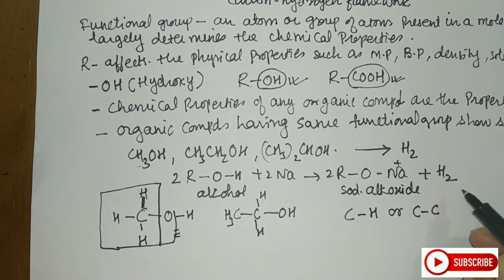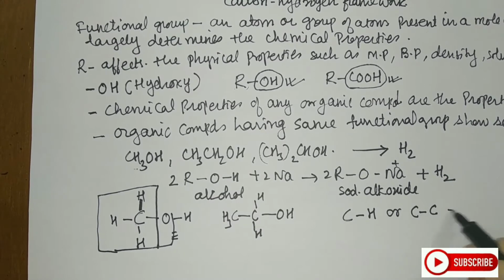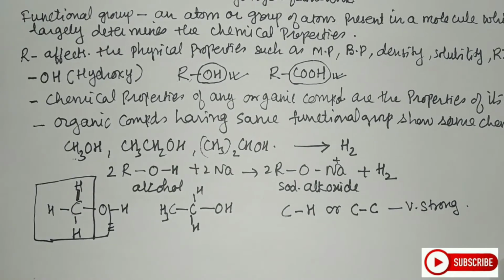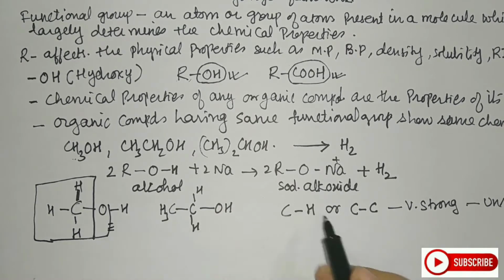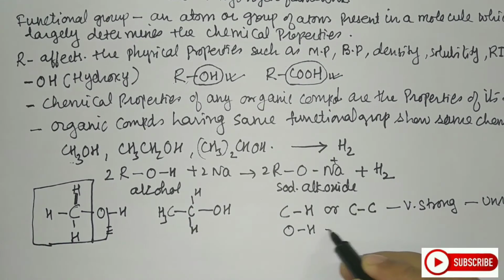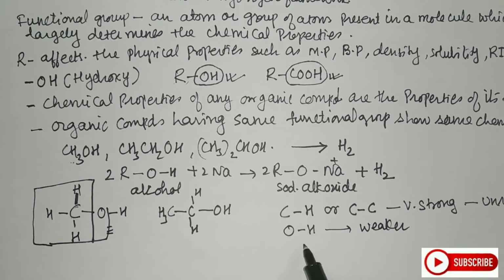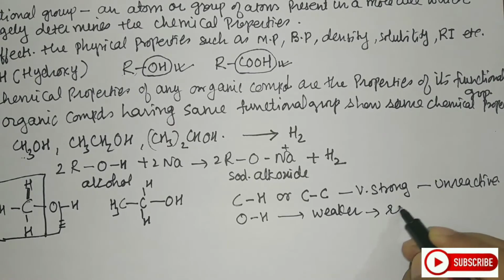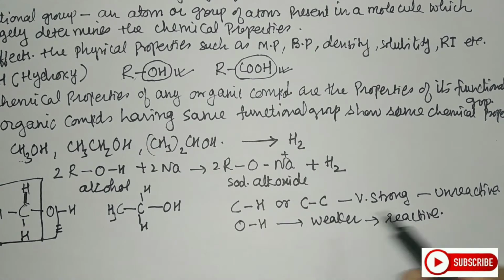So students, if I see the chemical behavior, the C-C bond or the CH bonds are very strong, and so they don't break easily. If they are not breaking easily, they are unreactive. While if I see the alcoholic bond, that is the OH bond, this bond is weaker. If the bond is weaker, it can be broken easily and therefore this is reactive. And once it is reactive, it can undergo changes.